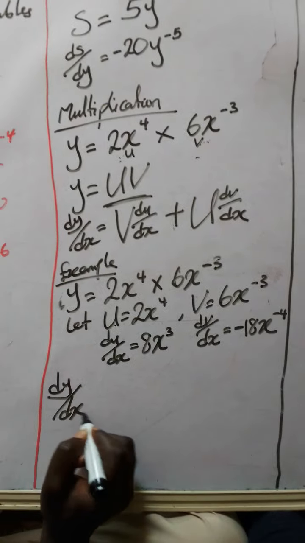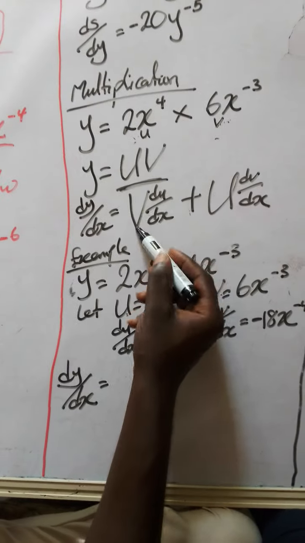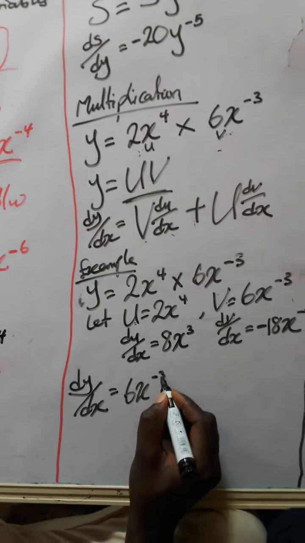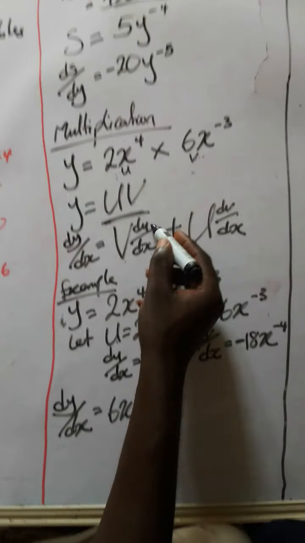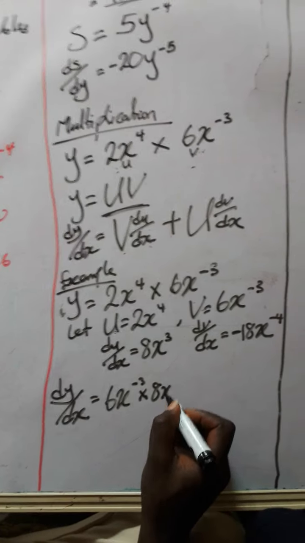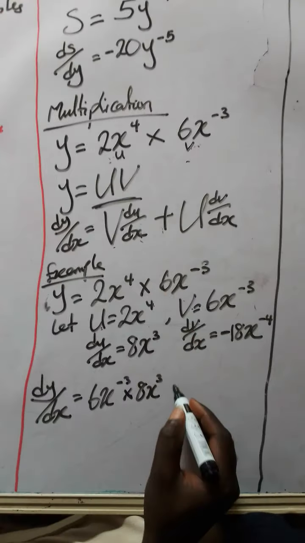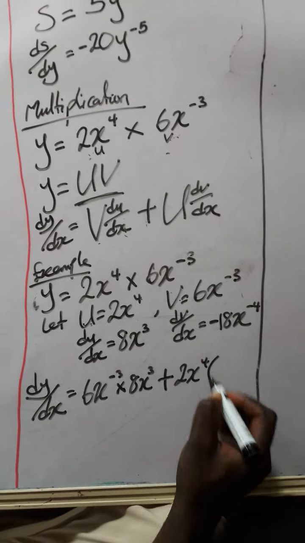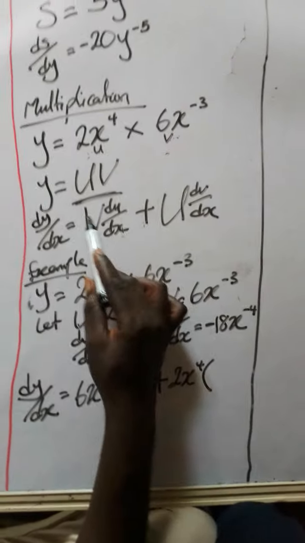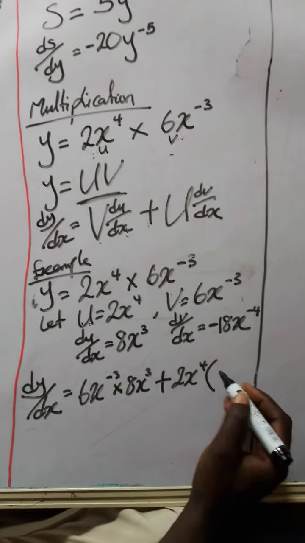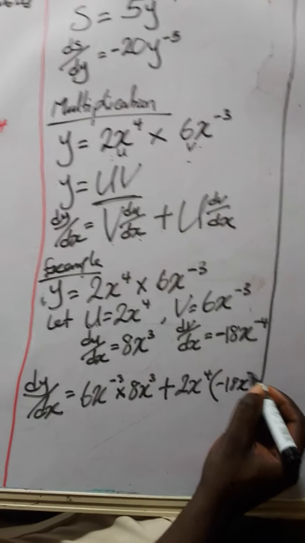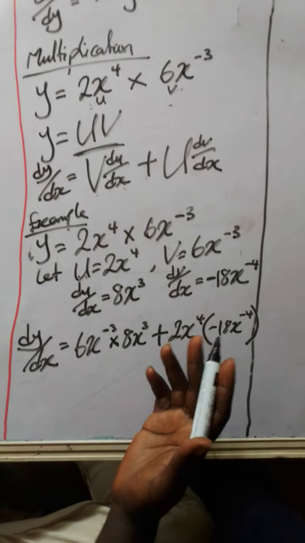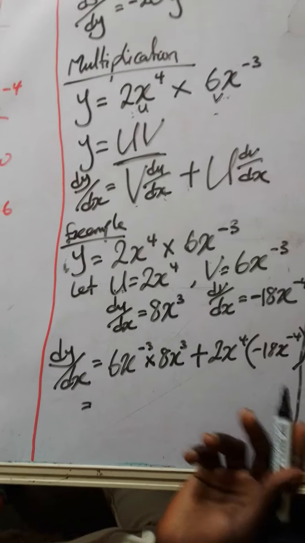The dy/dx, which equals, what is our v du/dx? What is our v? Our v here is 6x raised to the power minus 3 multiplied by du/dx, which is 8x raised to the power 3. Then our plus u, which is 2x raised to the power 4, and dv/dx. So our dv/dx here is minus 18x raised to the power minus 4. So with this now, the rest is mathematics. So we multiply and add if possible.